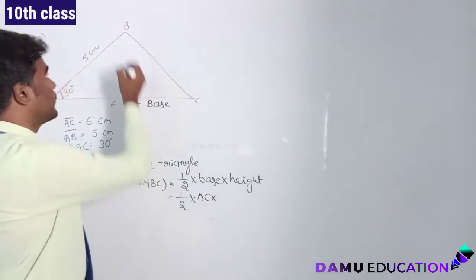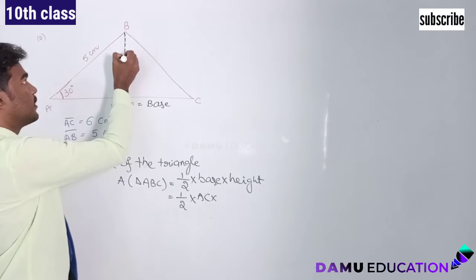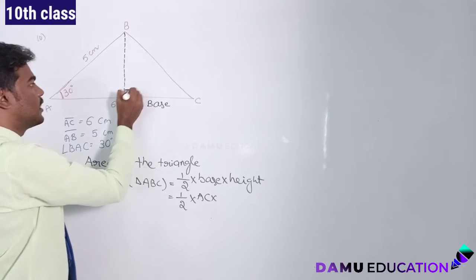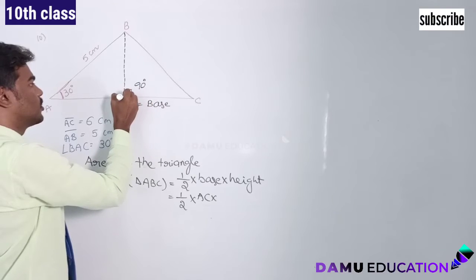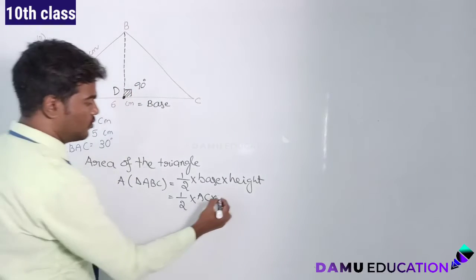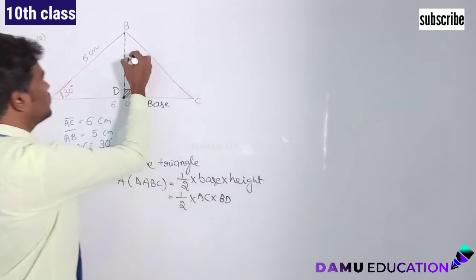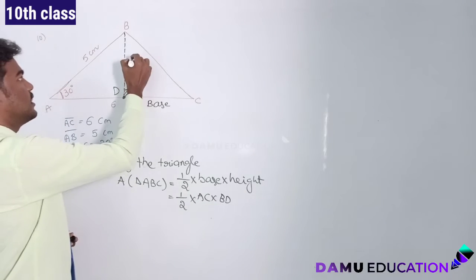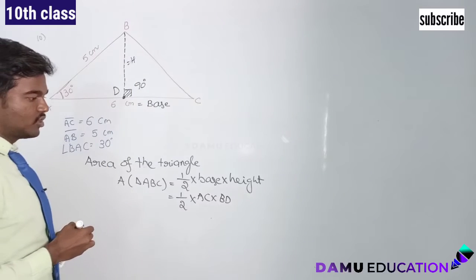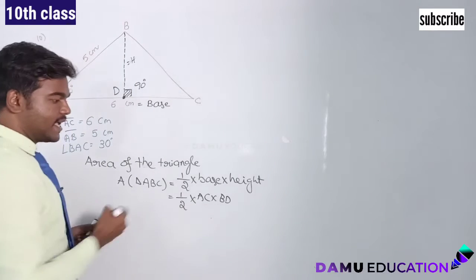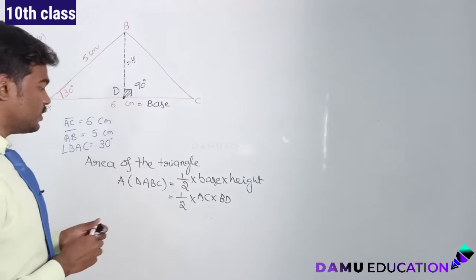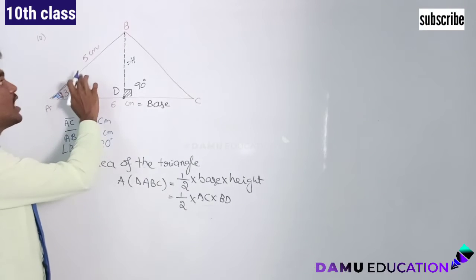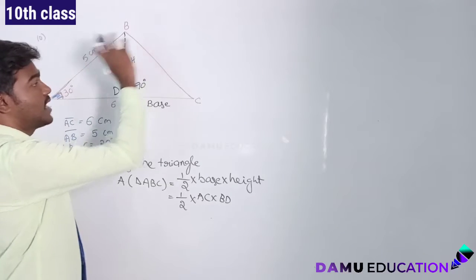Let's draw a perpendicular to the base from any one vertex. This is the perpendicular, 90 degrees. Let's consider this point as D. So BD is the height, which we have to find. Let's take the height as capital H or small h, whatever. So area is AC into BD, we know that. By using some trigonometric ratios, here 30 degrees is there, one of the sides is there, and the height is there.